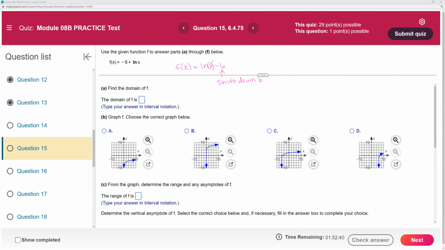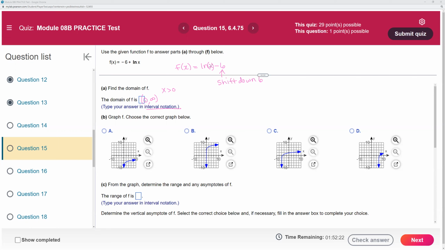It has to do with what's inside this argument. So whatever's inside that argument, we set that greater than 0 and solve it. Well, it's already solved. So this would just be, and they want interval notation, 0, comma, infinity. And we do not put a bracket here because in natural log or log, we don't want to be equal to 0 because that does not work.